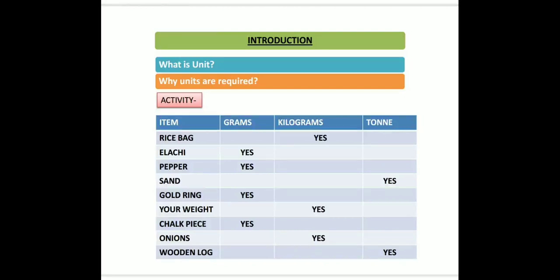Whatever the table, you observe the like rice bag, which is measured in kgs, ilachi, which is measured in grams, pepper, which is measured in grams, sand, which is measured in ton, gold ring, which is measured in grams, your weight is also measured in kg, chalk piece, which is measured in grams, onions, which are measured in kgs, wooden logs, which are also measured in tons. Can we use a meter or kilometer for measuring the chalk piece? You'll say that it's wrong. Depending upon the quantities of the materials, the units may be expressed.